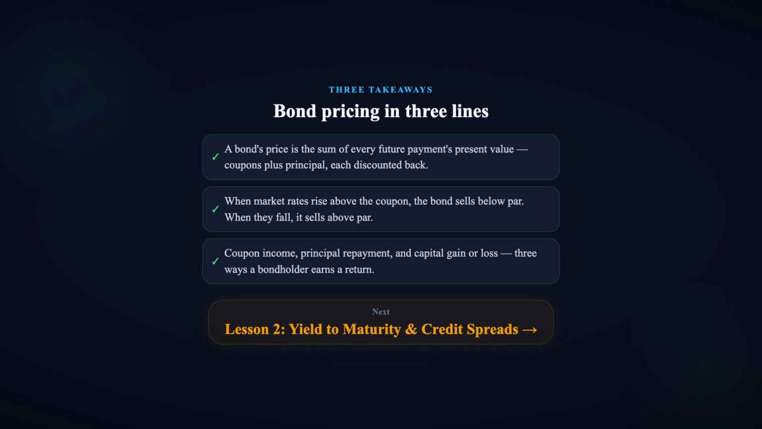Next lesson, we ask a sharper question. If you see a bond trading at $950 with a 4% coupon and 4 years to maturity, what return are you actually getting? That number is called the yield to maturity. And solving for it requires algebra, not arithmetic. I will see you in lesson 2.